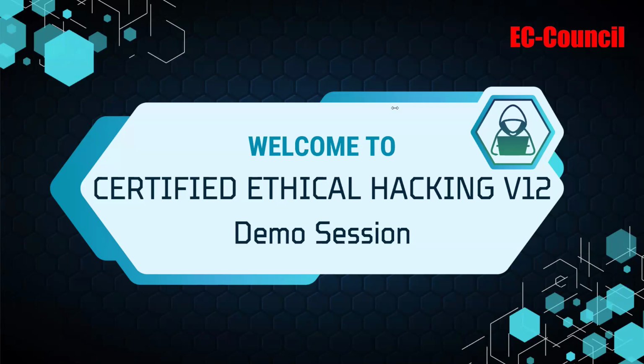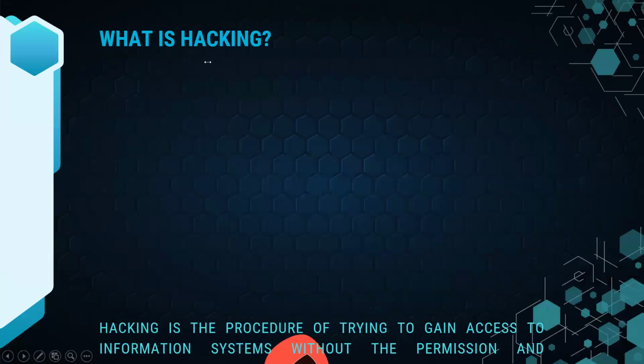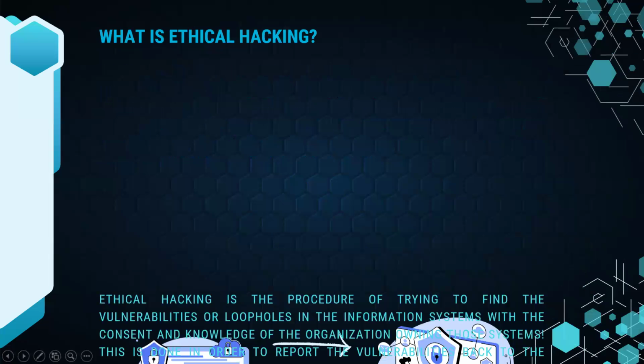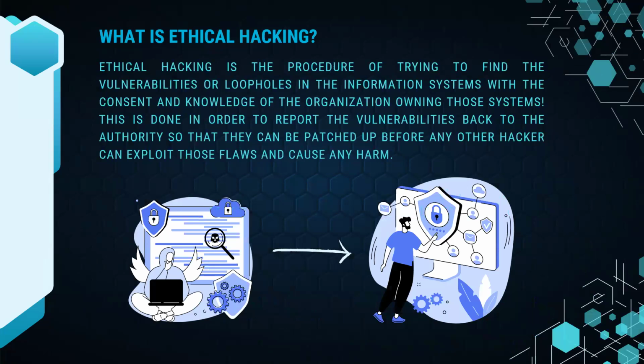So when you perform penetration testing or ethical hacking, which is basically trying to find vulnerabilities about any system in the organization, this involves 5 important steps. Ethical hacking is the procedure of trying to find vulnerabilities or loopholes in information systems with the consent and knowledge of the organization. And this is done in order to report the vulnerabilities back to the authority, so that they can be patched up.